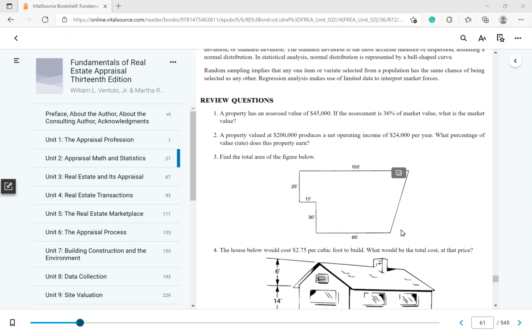Hey, welcome to Chapter 2. In Chapter 2, we're going to learn a lot about math and statistics. And probably one of the most common things I hear from students in this class is, I had no idea that appraisal involved so much math.